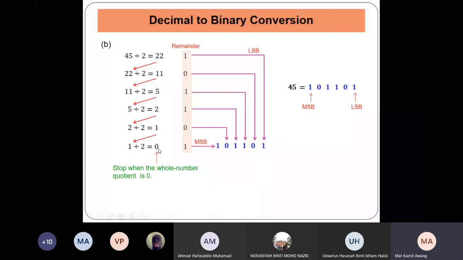You cannot proceed further. Then you read from the bottom, which is MSB to the LSB. So 1, 0, 1, 1, 0, 1 is your answer. So always read from the bottom if you do the divide by 2 method.